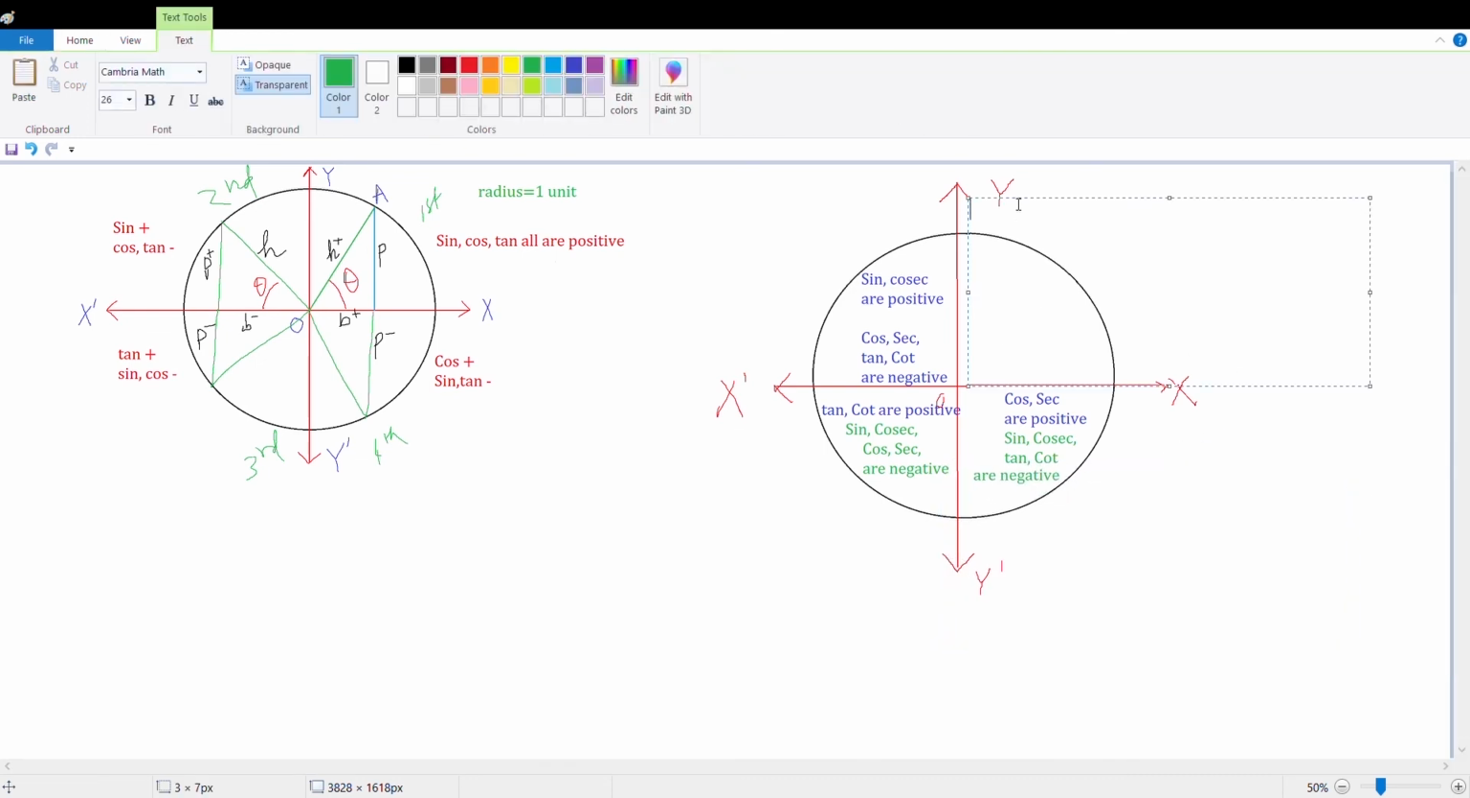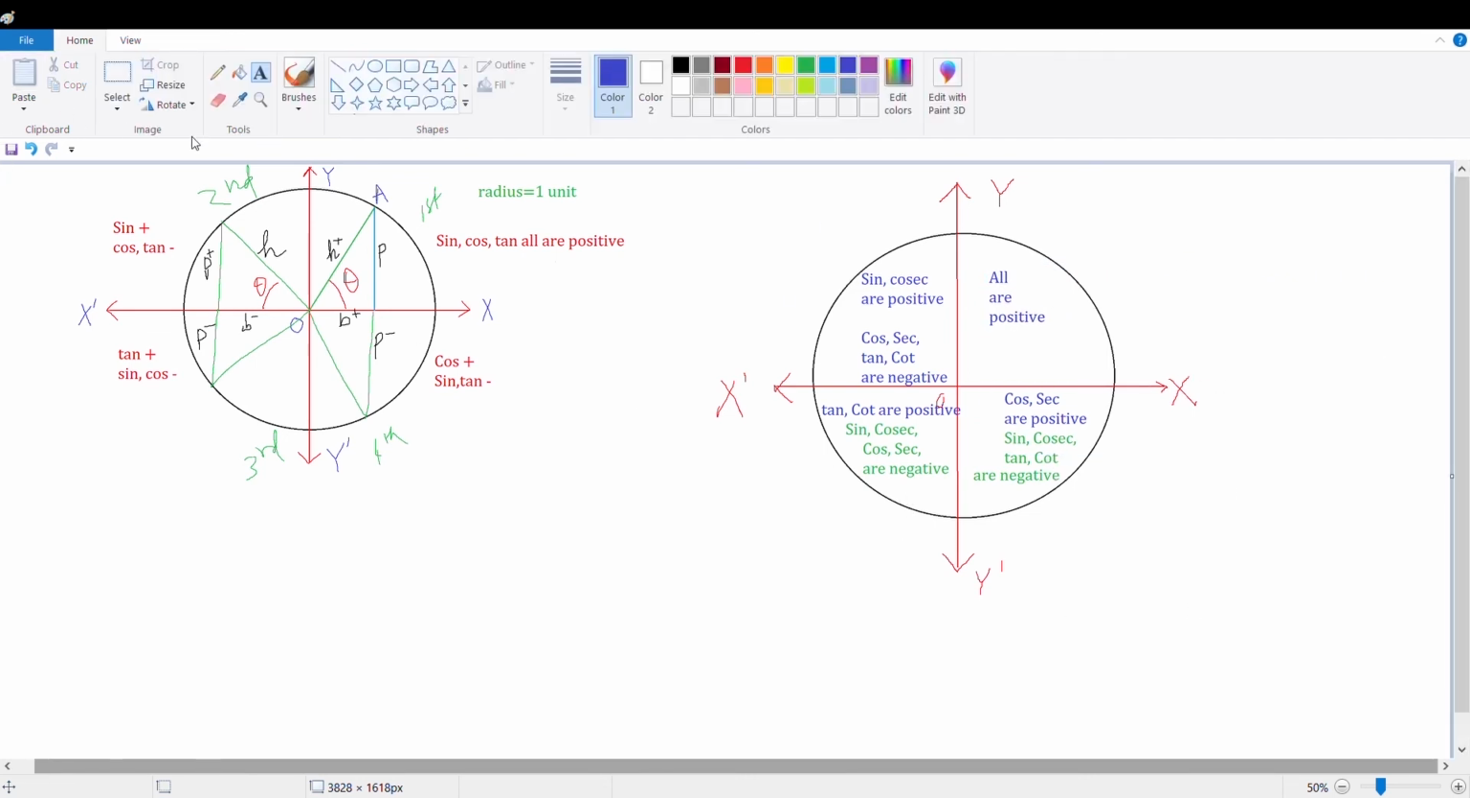And here in the first quadrant, all are positive. Now, I'm talking about negative and positive values. All of these are the values of sine and cos. Am I clear? I'm talking about the values of sine and cos. So this is the part.